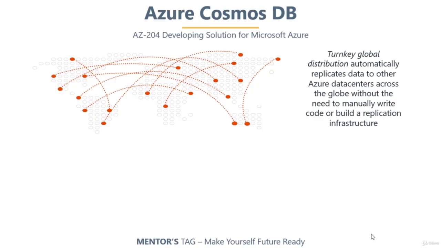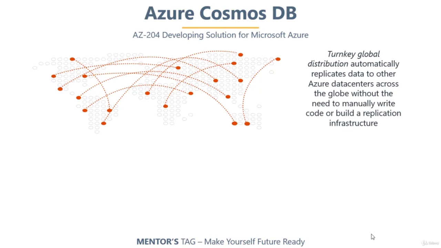Inside Cosmos DB, we have a facility of turnkey global distribution, which automatically replicates your data to other Azure data centers across the globe without the need to manually write code or build a replication infrastructure. It has technically something called multi-region write. Normally, if you're using Azure SQL or any other data storage provider or database associated with Azure, we mostly have multiple geographical copies from where we can read. But this one allows you to deal with global distribution automatically for both read and write.